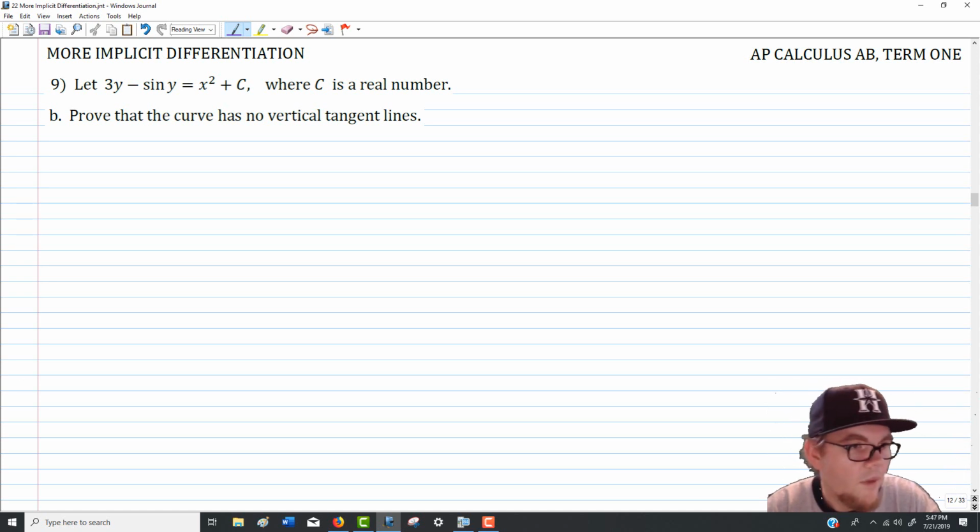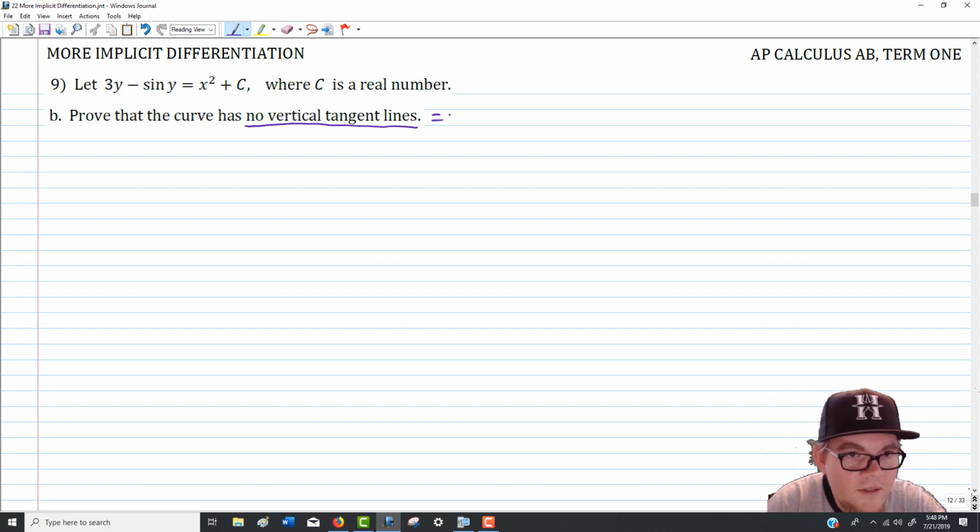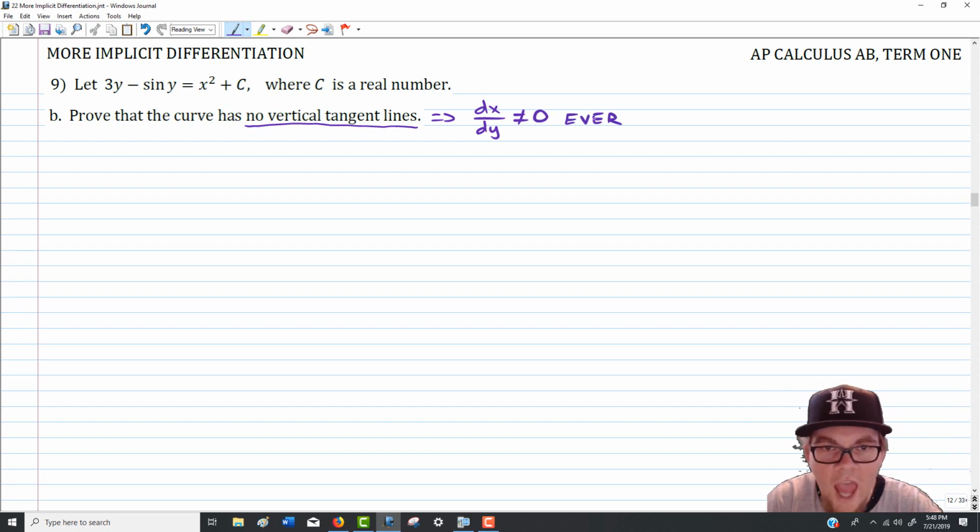There's a little bit more here. So, for instance, in 9b, you are asked to prove that the curve has no vertical tangent lines. No vertical tangent lines would be the same thing as saying dx/dy does not equal 0, ever. So it never equals that. It's just not going to happen.